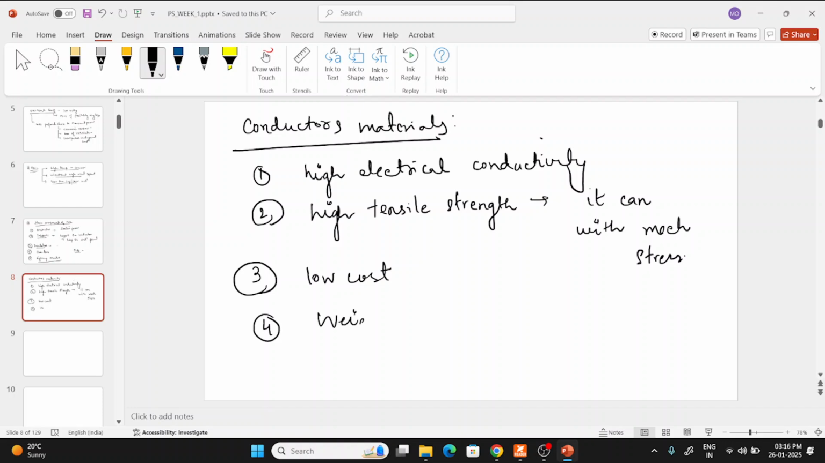Then fourth is its weight per unit volume, which should be small, which is also the specific gravity.